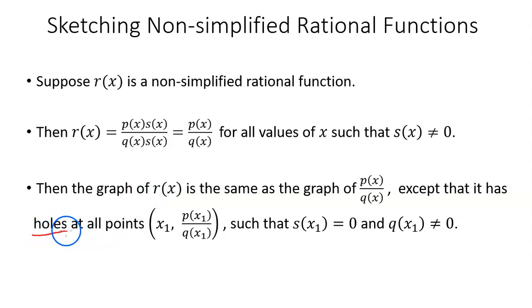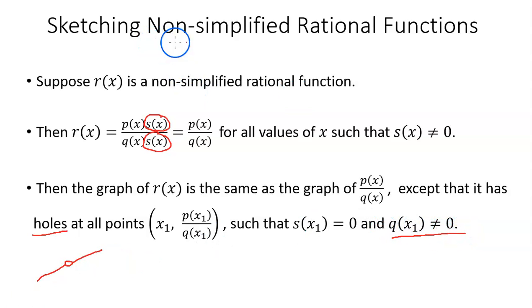So holes look like this. It's the same for everything, except at that point there's a hole, just to show that the function has no value at that point. So there are holes at all of the points x1, p of x1 divided by q of x1, such that s of x1 is equal to 0. Because if s of x1 equals 0, then at that value of x you would have 0 divided by 0, which is undefined. And of course, q of x1 should not equal 0.